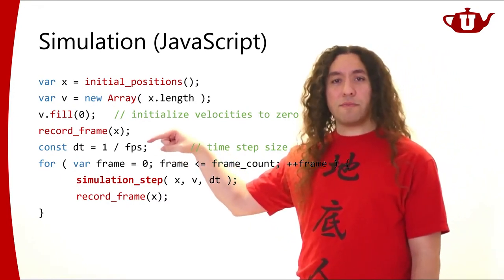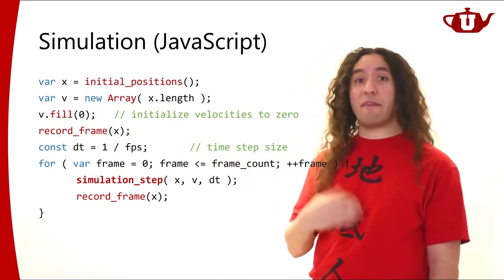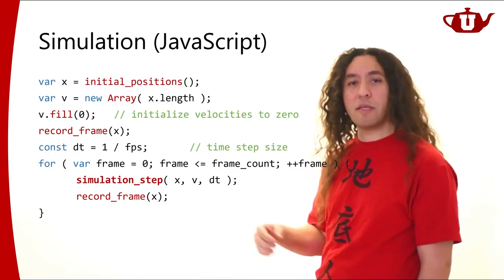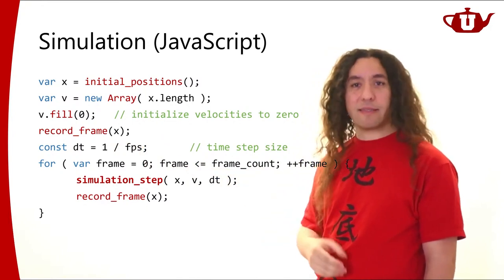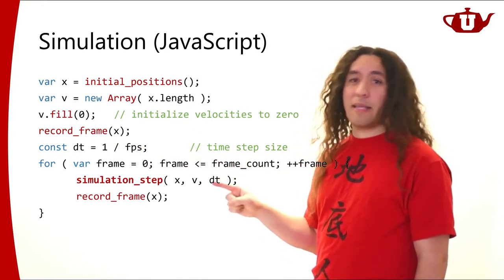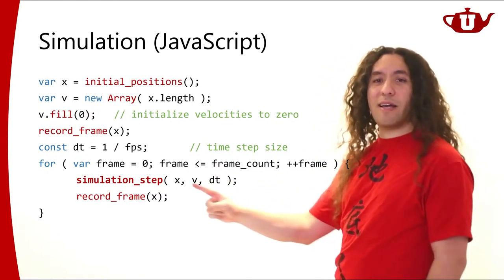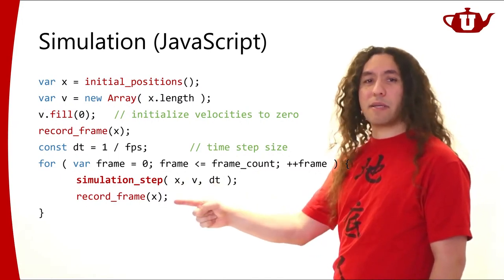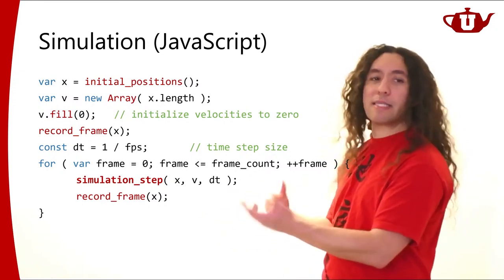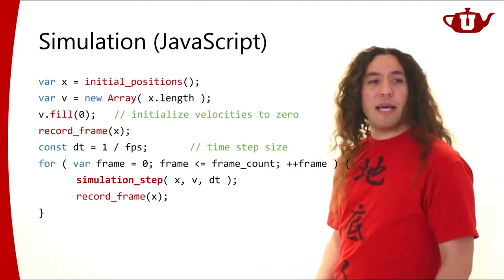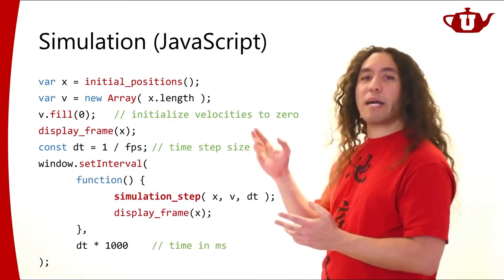And then I'm going to compute my time step. My time step is going to be the frames per second that I want to generate my video or my live real-time animation. Whatever frames per second that I want, my time step size is going to be 1 over that in seconds. All right? And then for each frame that I want to compute, I'm going to call this simulation step. Just advance this state by delta t, and then record the next frame. So that's the idea, right? So this is like offline simulation, right? I'm recording the frame. If I want to get something like real-time live simulation, I could do something like this.